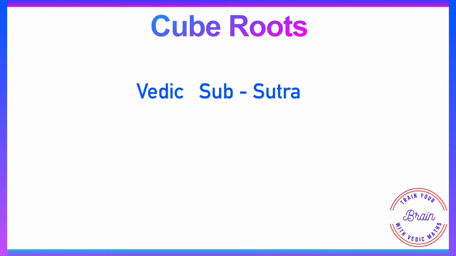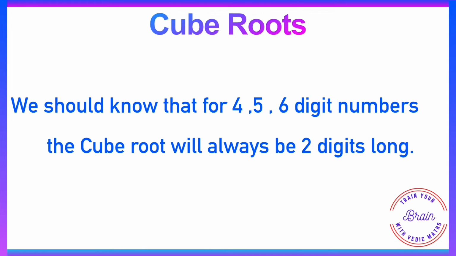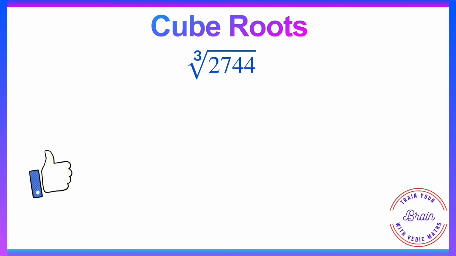To find cube root of a number, we use Vedic Subsutra Vilkonam. Vilkonam means observation. We should know that for 4, 5, 6 digit numbers, the cube roots will always be 2 digits long. Let me explain how we find cube root of a 4 digit number. Suppose we have to find out cube root of 2744.